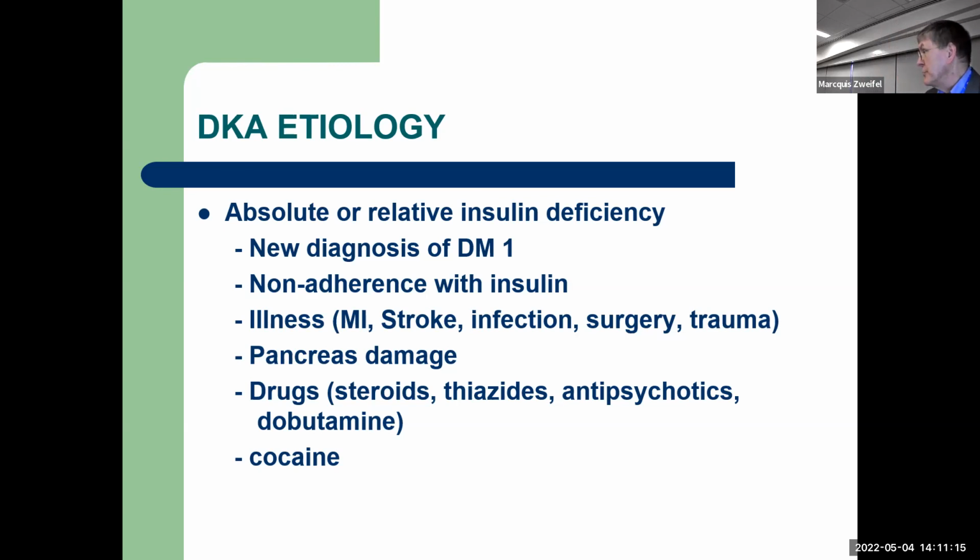Often happens with a new diagnosis of type 1. People don't know they have the diabetes, and they present, and that's how the diabetes is found. Most common, particularly here in our population, is the non-adherence. Okay? Tends to be younger people, usually in their 20s, maybe early 30s, but usually in their 20s.